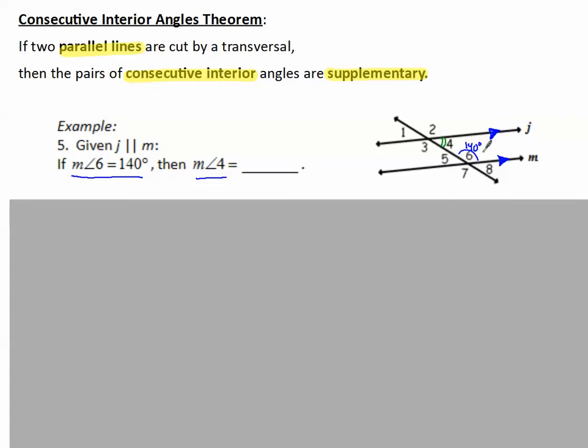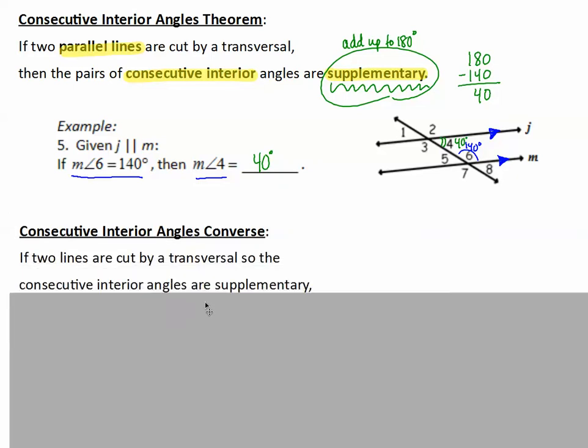These two angles right next to each other, in between the two lines, are consecutive interior angles. So they are supposed to be supplementary when we have parallel lines. 180 minus 140 makes 40. Supplementary means adds up to 180. Maybe you make yourself a note about that. Supplementary add up to 180 degrees. So the other angle has to be 40 degrees. They have to add up to 180 degrees.